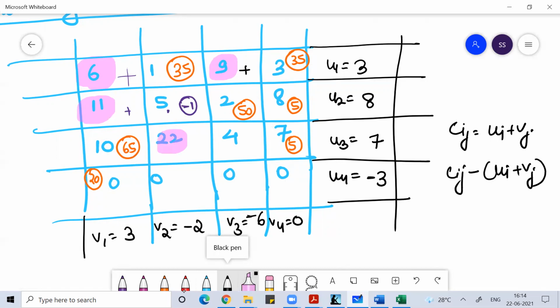Now you can see which are unoccupied cells. These are unoccupied cells where I cannot make a loop. Making a loop, I can only make a loop on occupied cells. So I can make a loop here like this. So this is A, this is B, this is C, this is D.